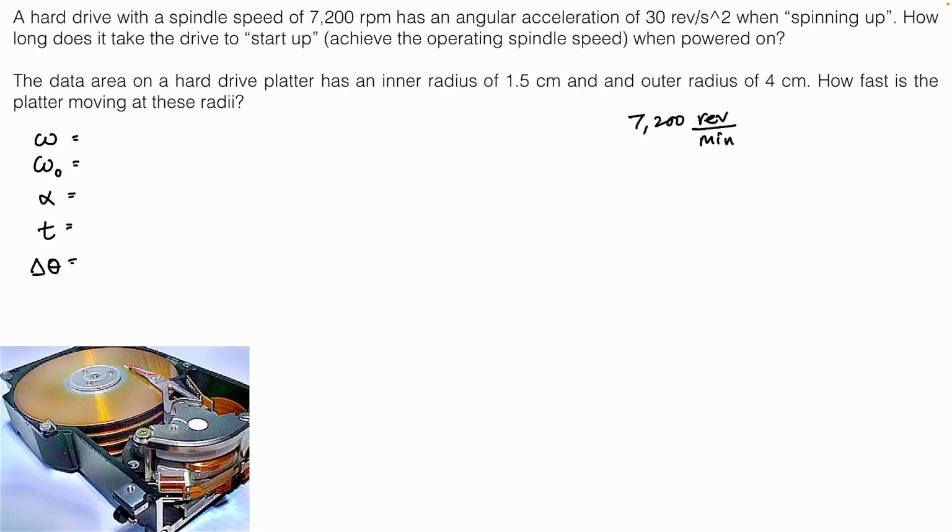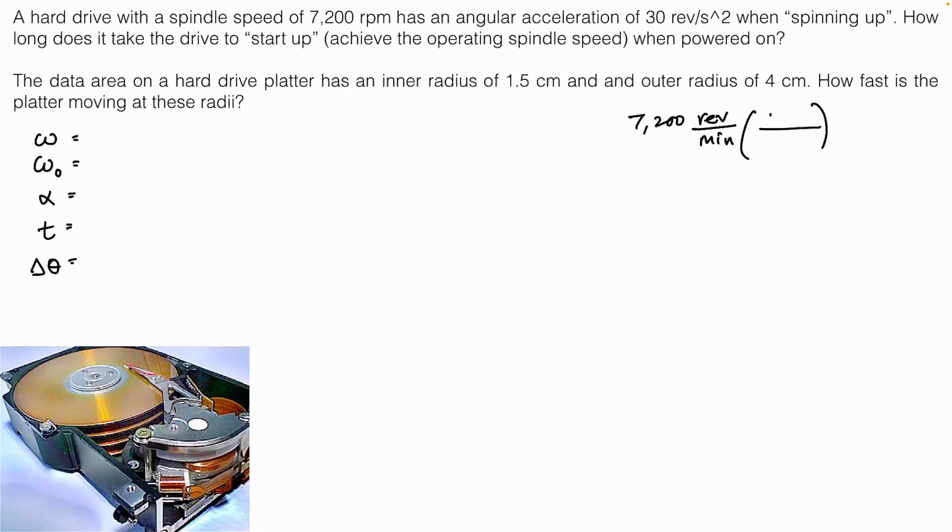Well, yeah, it's 7,200 revolutions per minute, but we don't know it in the right units, right? So let's go ahead and convert that right now. Let's just get the conversion out of the way. We know we're going to have to get into standard units, right? Okay, so minutes or revolutions first? Which one do you want to do?